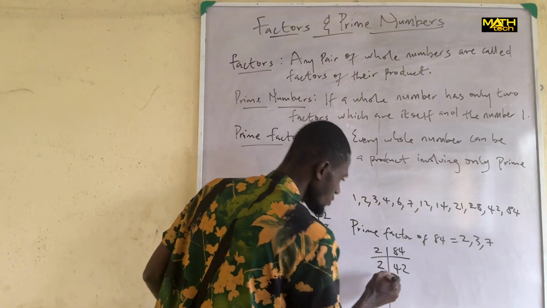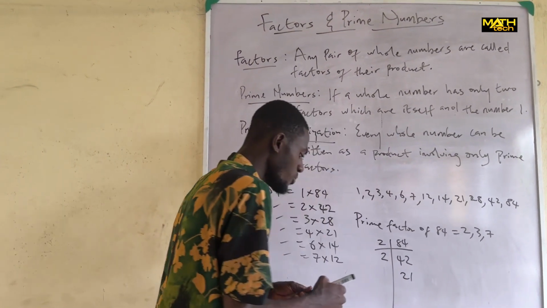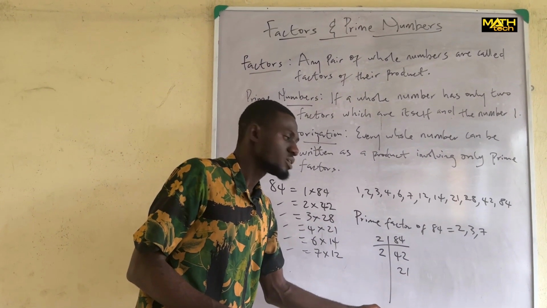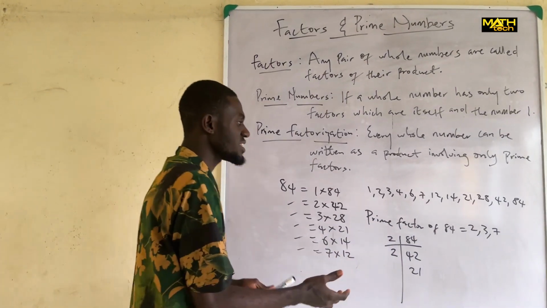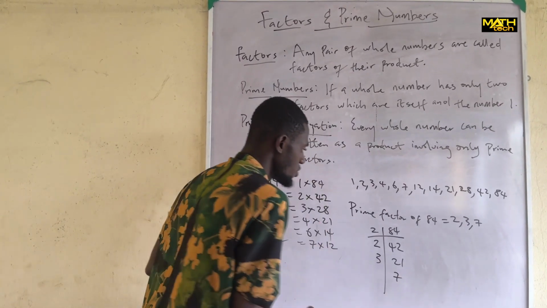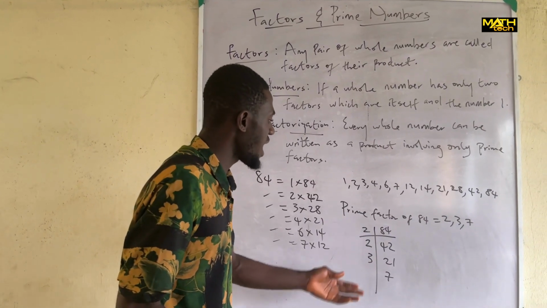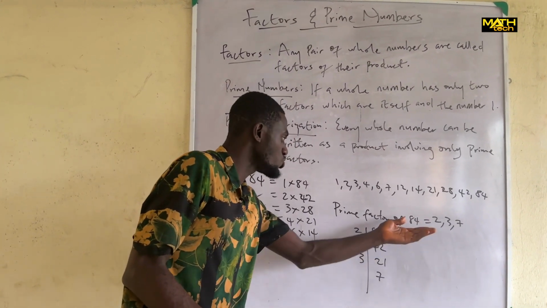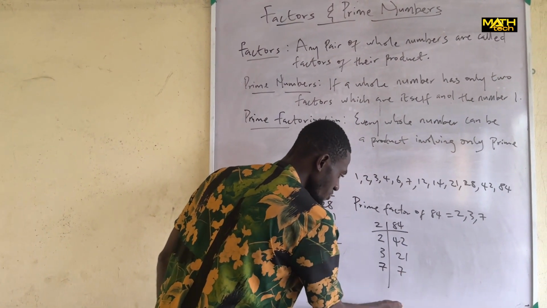2. 42 divided by 2 is 21. But at this point, we can see that 2 cannot go into 21, that is, 21 divided by 2 will have a remainder. So we check for 3 and we see that yes, 3 is divisible. 21 divided by 3 we have 7. 2 is not divisible into 7, neither is 3. The next prime number we should use here is 7.